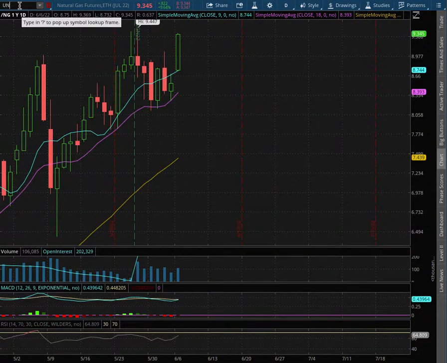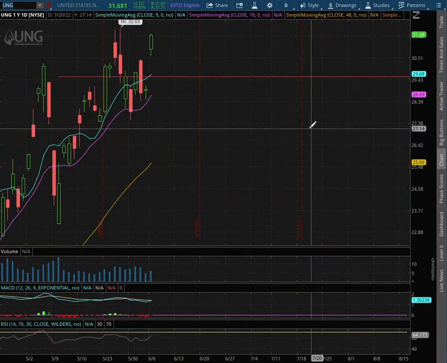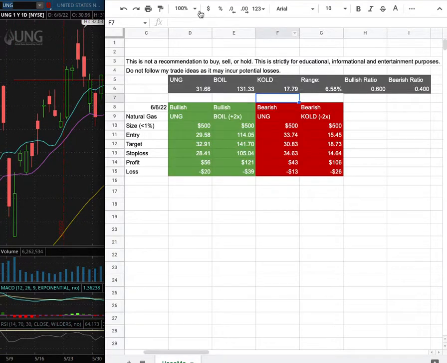And as with the trade idea, I'll be trading UNG. My trade position size is less than 1% of my portfolio. My entry is at $29.58. My sell target is at $32.91. My stop loss is at $28.41.